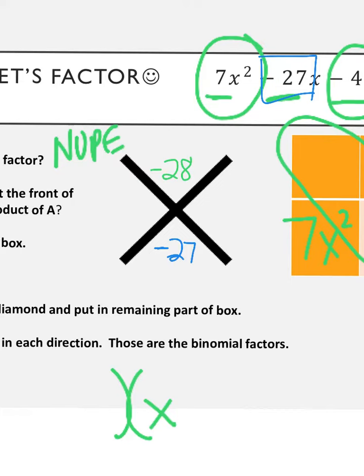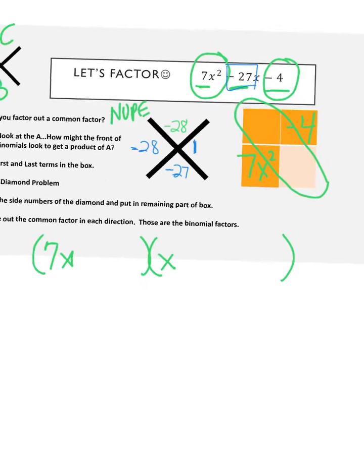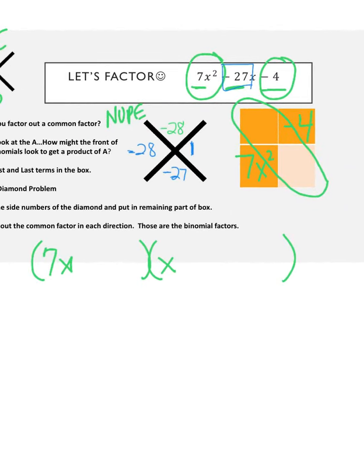negative 27. And when you're working through this with me, it's a really good idea to just stop and think it through yourself and then see if you've got the correct answer. In this case, the factors of negative 28 that add up to negative 27, it has to be negative 28 and positive 1. Okay? So here's how we're going to use our diamond problem. It's going to give us the information that goes in our like terms area.